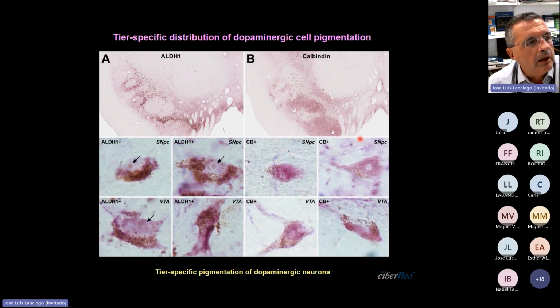And this is the next section. In that case, it stands for calbindin. You can see also the red nucleus here. This is the midline. This is the substantia nigra. Calbindin is a very good marker for the dorsal tier of the substantia nigra.